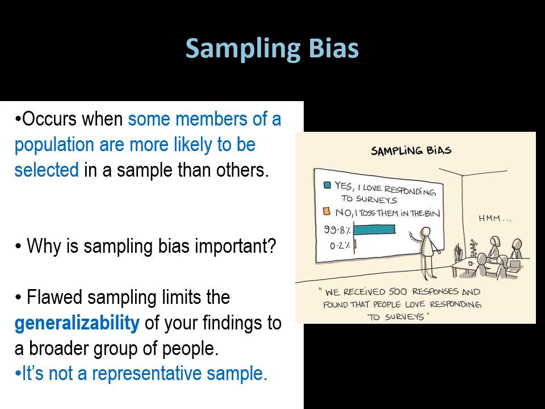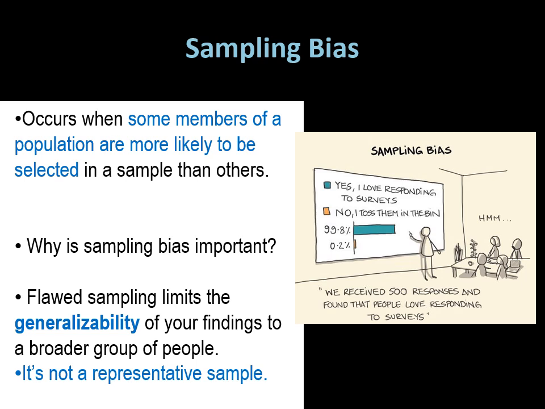Wow, it looks like 99.8% of the people who love responding to surveys are the only ones who answered it. So they're the only responses that you got back. That shows bias because you don't know about the other percent that threw them in the bin. Sampling bias occurs when members of the population are more likely to be selected over others, and we'll look at some different examples of how that can happen.